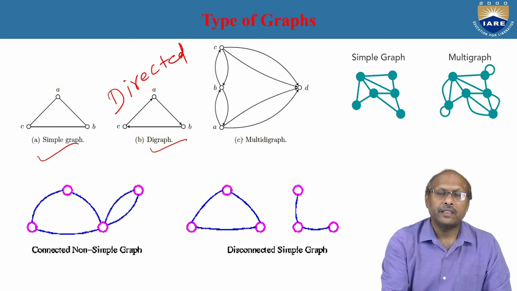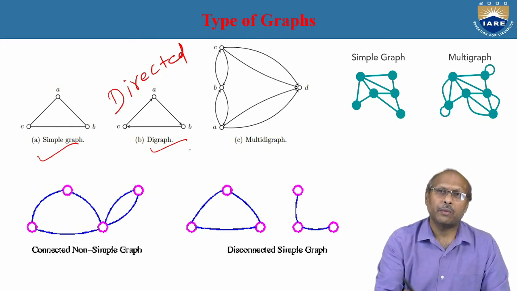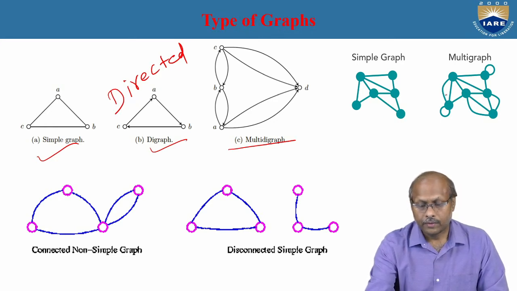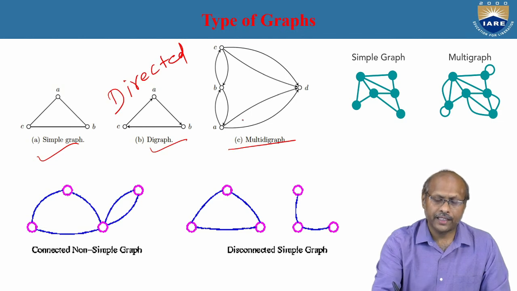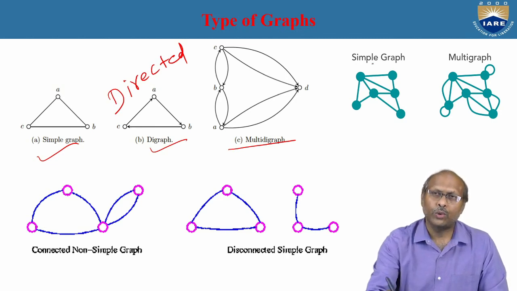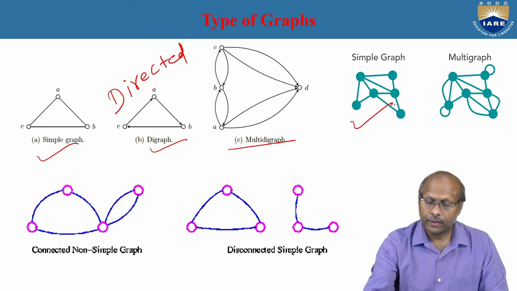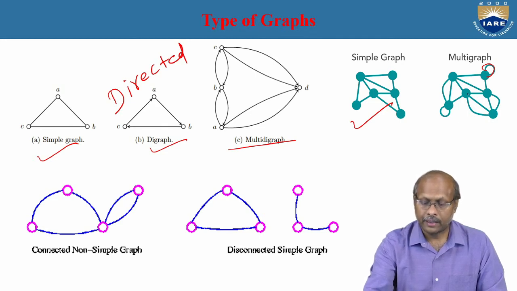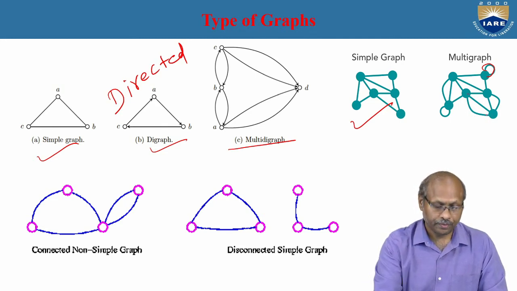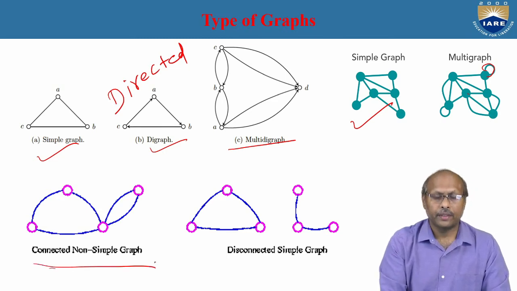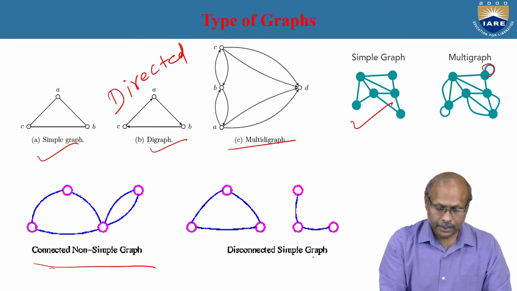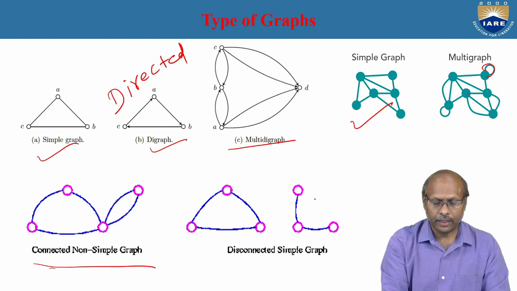Similarly, multi-graph. Multi-graph means there will be multiple edges or there will be a loop. Whenever there is a loop or multiple edges between the two nodes, then that is multi-graph. It is a simple graph when there is no loop and no parallel edges. This is multi-graph because there is a loop, as well as multiple edges between two nodes. This is a connected but non-simple graph. This is a disconnected but simple graph. Disconnected means two graphs are separate from each other.